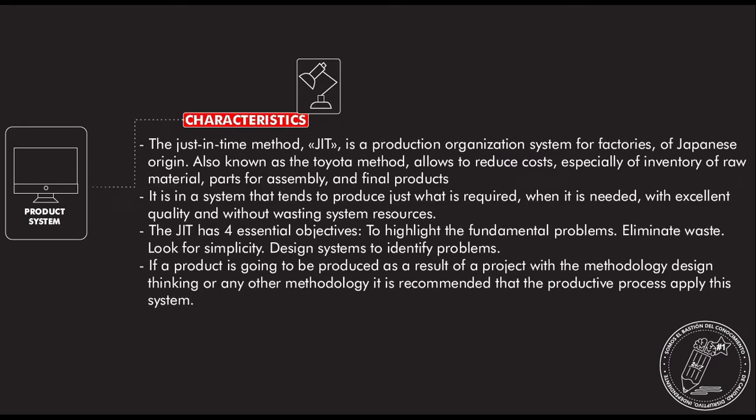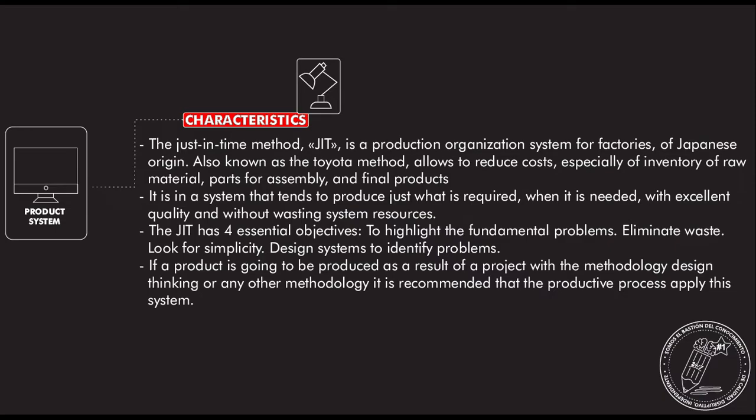Okay, this is a production system, basically a philosophy. It has the following characteristics. The just-in-time method is a production organization system for factories of Japanese origin, also known as the Toyota method. It allows you to reduce costs, especially in inventory of raw materials, parts for assembly, and final products. It is a system that tends to produce just what is required when it's needed, with excellent quality and without wasting system resources.